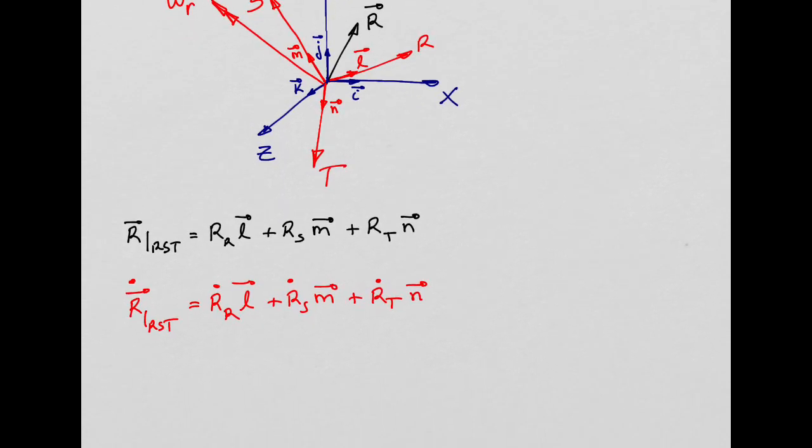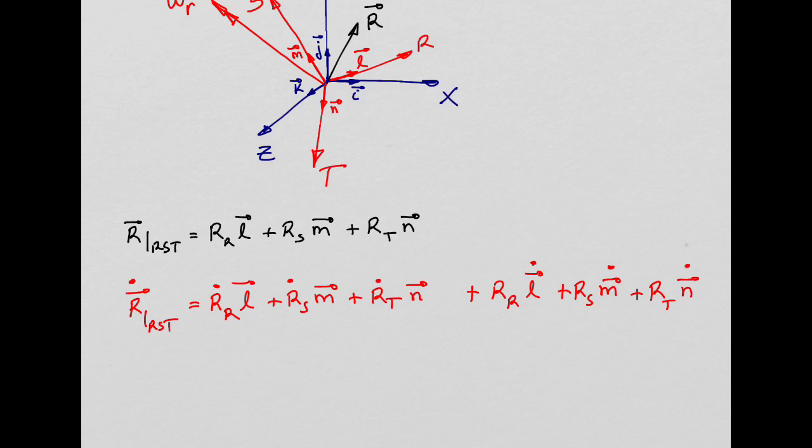Now, you might think something like this. Okay, the derivative, what about the unit vectors? I mean, this derivative should have now this term as well: r l dot plus rs m dot plus rt n dot.